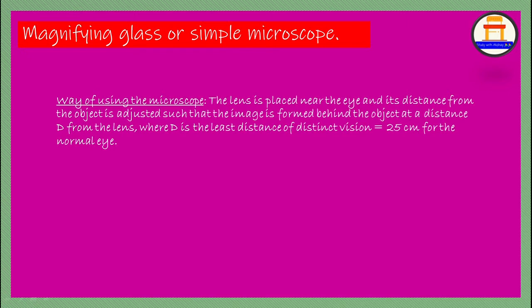Basically, before getting into the depth of that, the way of using a microscope: a lens is placed near the eye and its distance from the object is adjusted in such a way that the image formed behind the object is at a distance d from the lens, where d is the least distance of distinct vision, that is 25 centimeters from the normal eye. So basically the object should be placed 25 centimeters away from our eye. In such a way the microscope will be designed.